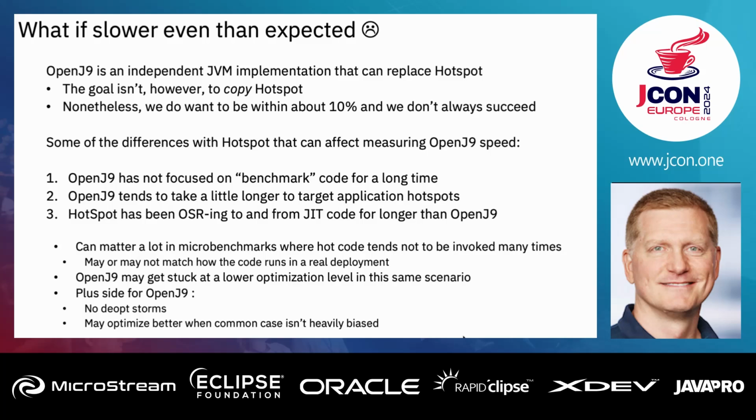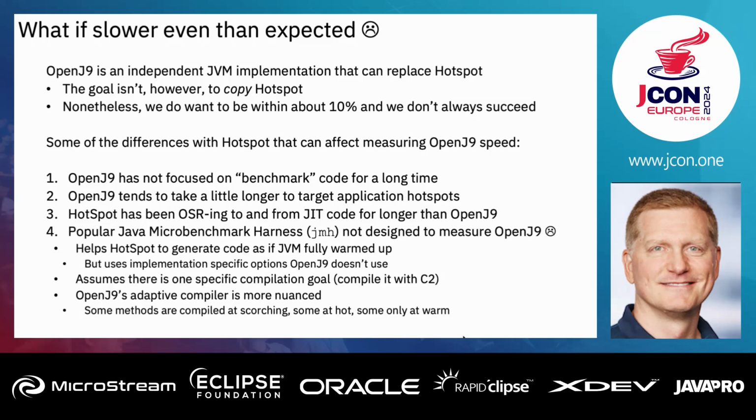OSR is something that HotSpot's been doing a lot longer than OpenJ9, so we're still in the process of improving it. We don't rely on OSR for our optimization as much as HotSpot does, and it has some pluses and minuses. Minuses are we're just not as good at getting performance out of some of these things, but on the plus side, we don't have things like deopt storms because we haven't biased our code too much towards things that aren't compiled into the compiled methods. And also, we might optimize better when the common case isn't heavily biased because we have a different optimization approach here.